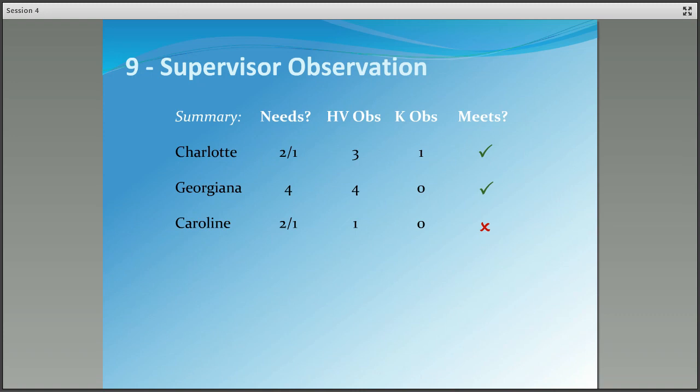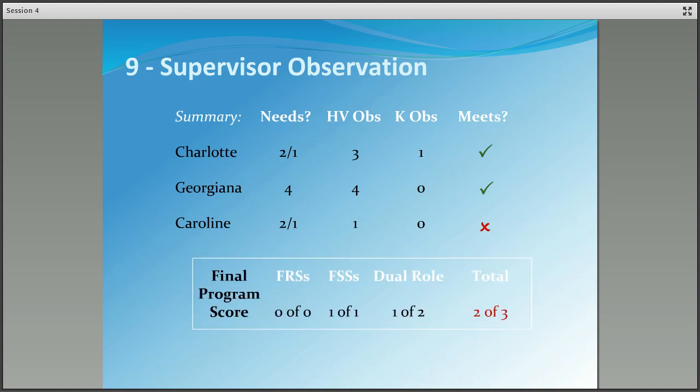So overall, here are the program's numbers. They don't have anyone who's just doing assessments, so they have 0 of 0 FRSs. Their 1 FSS meets the requirement, so they get 1 of 1. And for dual role, there are 2 workers, but only 1 meets the requirements. So of their 3 eligible workers, 2 meet the requirements, so the program gets a 2 of 3, and they don't meet the item.